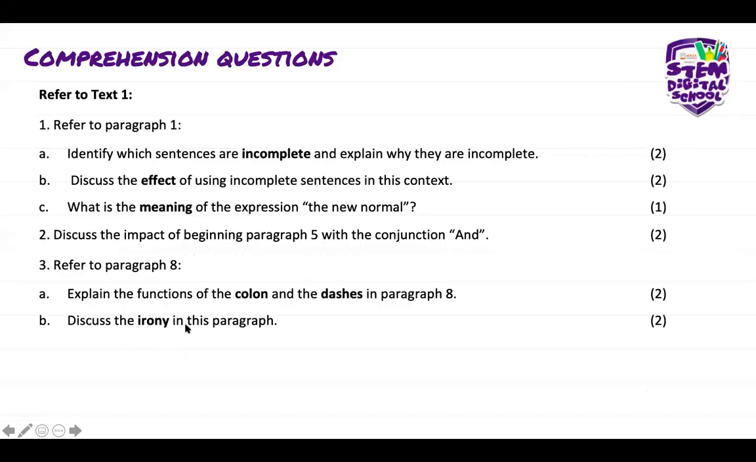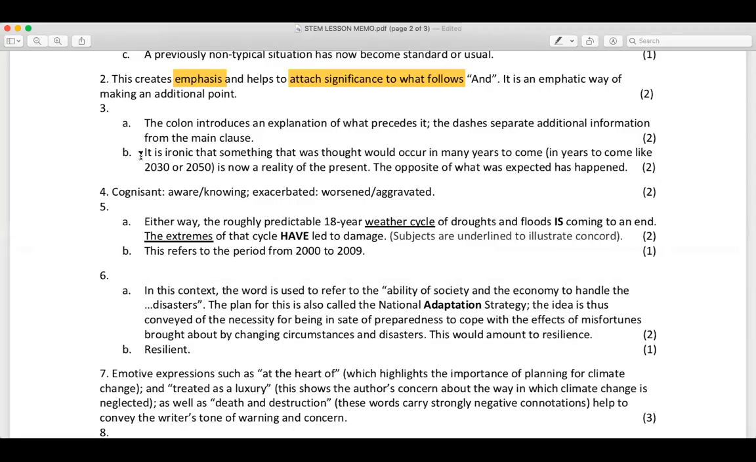And then discuss the irony in this paragraph. Also very interesting. The irony in this paragraph is that it is ironic that something that was thought to occur in many years to come, or in years like 2030 or 2050, is now a reality of the present. The opposite of what was expected has happened.